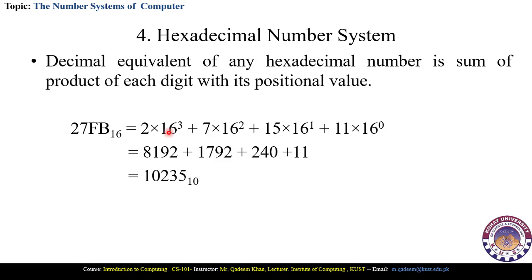Now, summing all these values, we will get 10235, which is 10,235, and it has base 10. So this is the decimal number which is equivalent to 27FB of the hexadecimal values. So this is the method of converting hexadecimal numbers to decimals.